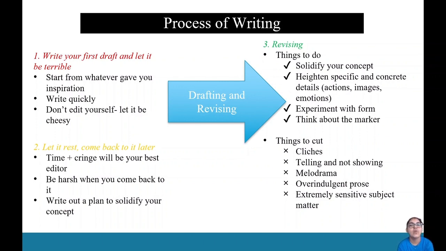Things to cut out: avoid cliches. Cliches are cliches. Don't use them. Telling, not showing. One of the key things that we see with writing is telling and not showing. So don't do that. Show, don't tell. Melodrama is another one. Cut it out. Overindulgent prose. The way I like to think about it is because I definitely was a victim of it, or rather, I used to use this a lot.